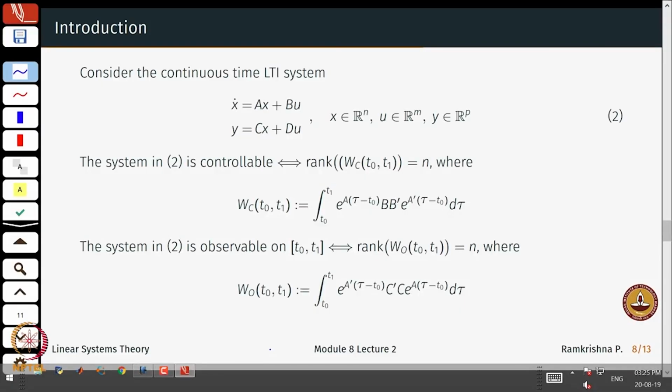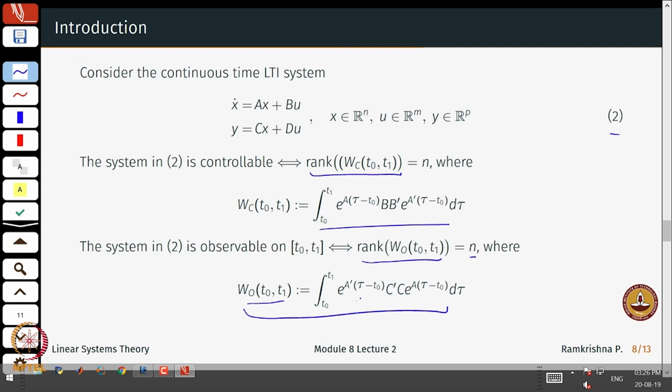Let me say I start with a continuous time LTI system, x dot is Ax plus Bu, y is Cx plus Du. Whenever the system is controllable, it means that the rank of the controllability Gramian is n, where the controllability Gramian is given by this integral. Similarly, this system is observable if and only if the rank of the observability Gramian is equal to n, which means this should be invertible and the Gramian looks something like this.